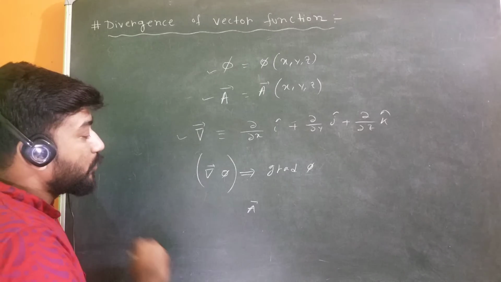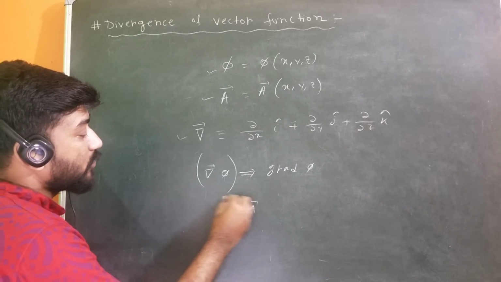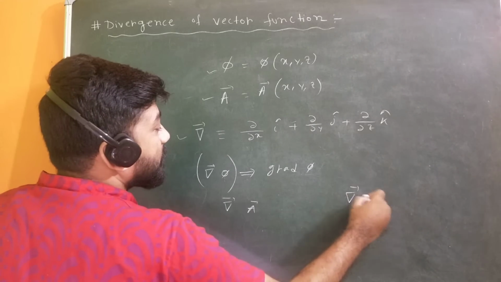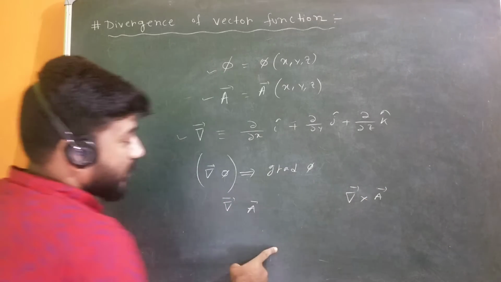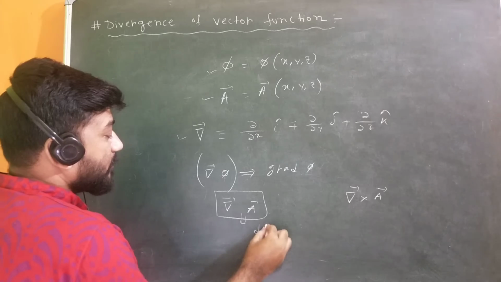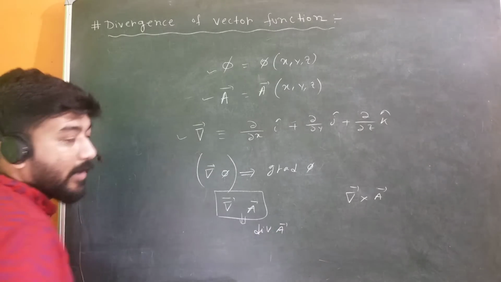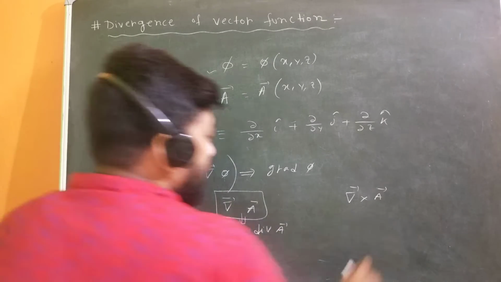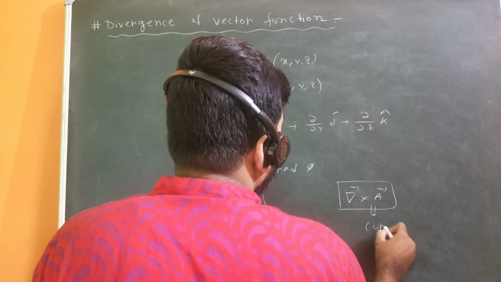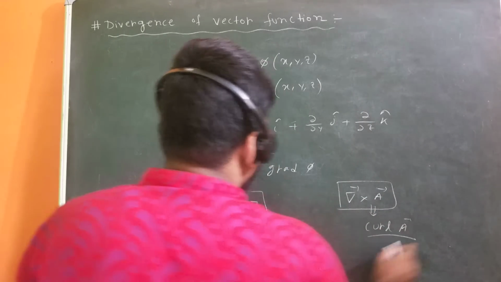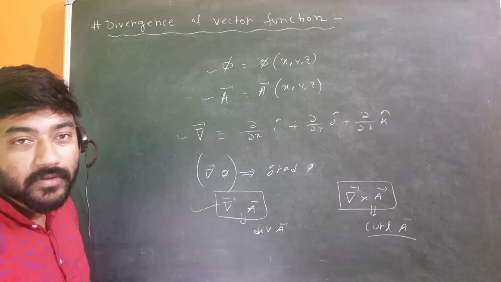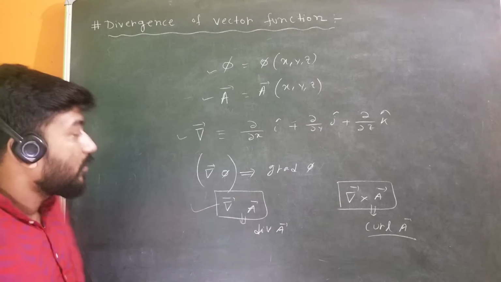So we can do two kinds of operation. One is the dot product with this vector, and another is the cross product with this vector. The dot product with this vector is called the divergence of A, and the cross product with this vector is called the curl of A. Now we will discuss one by one. First I would like to discuss this divergence of A, sometimes called div A.